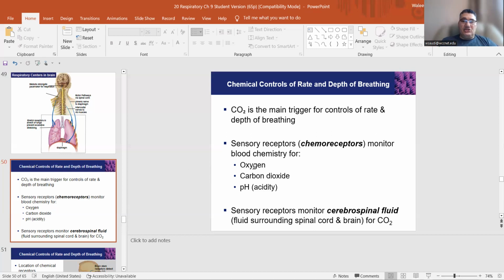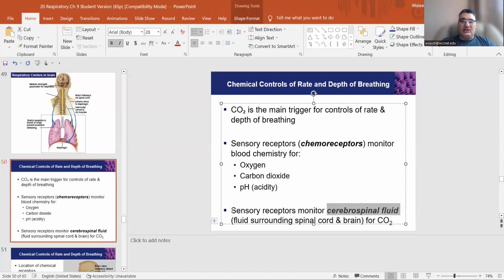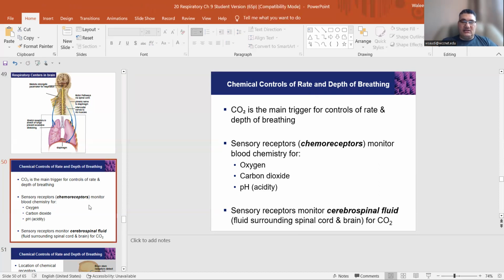So if oxygen goes down and carbon dioxide goes up, so the acidity increase. If that's the case, it means you need to work harder to get rid of that carbon dioxide. So that will send the signal to the brain, and the brain will tell your chest and your lungs to breathe more. Same thing in the cerebrospinal fluid in the brain. We also have receptors similar to those.